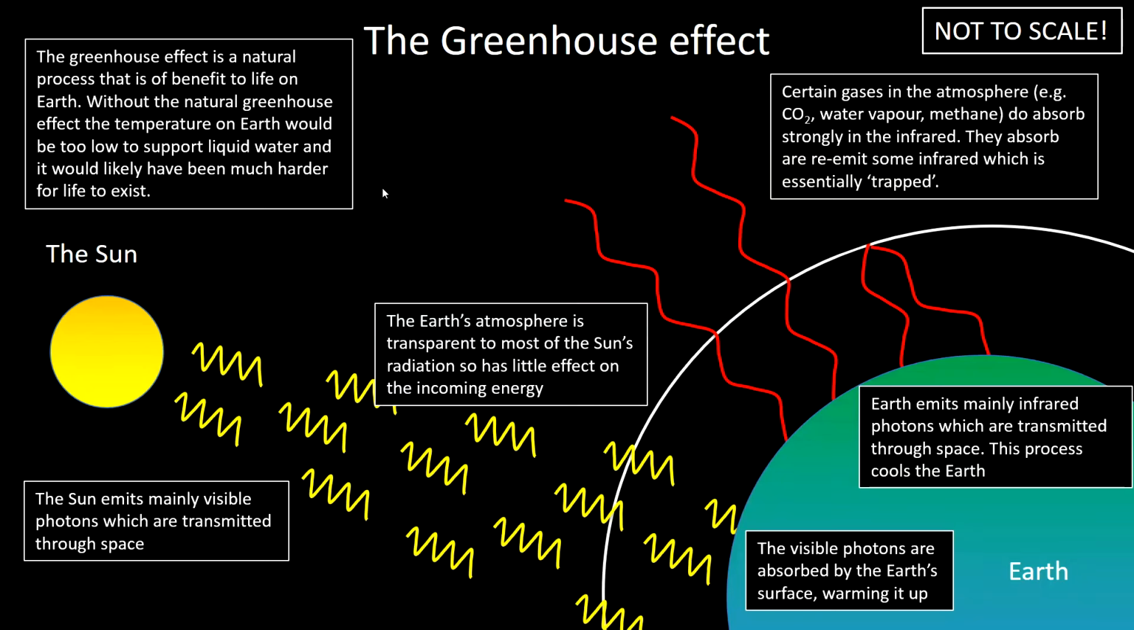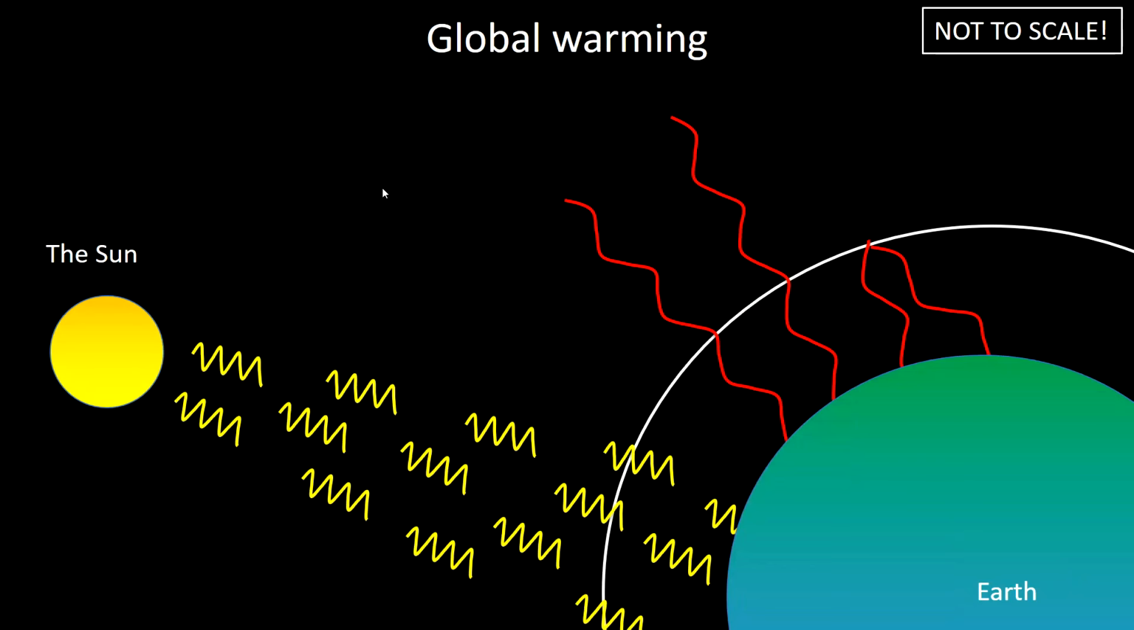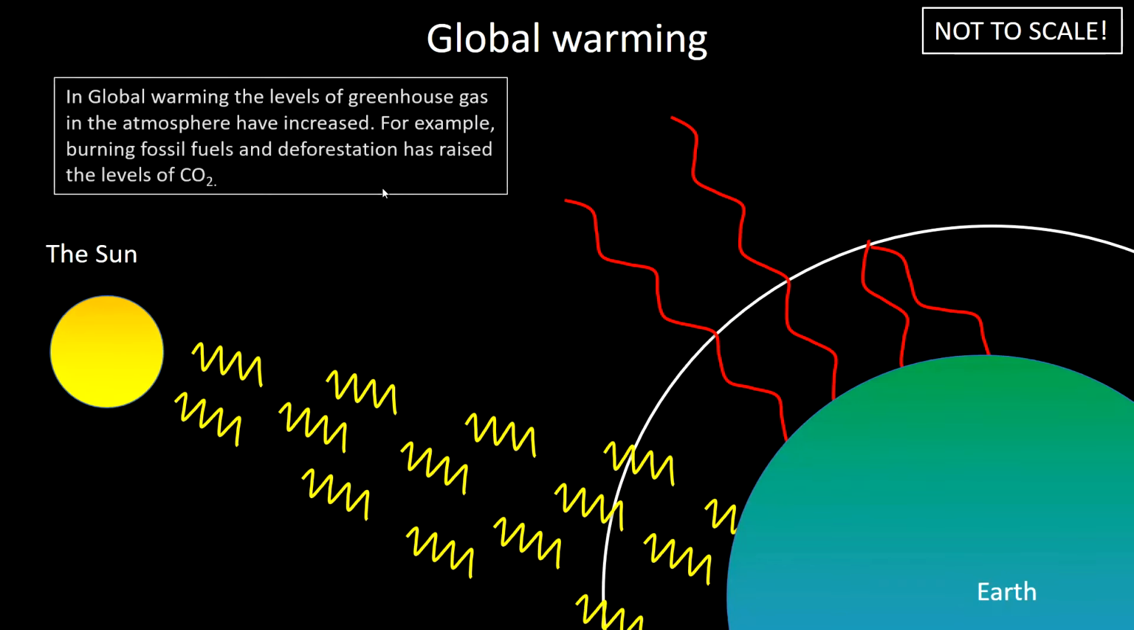So what's the difference then between the greenhouse effect and global warming? Well, essentially global warming is when we have too much of the greenhouse effect. So things that human beings have done, for example, have massively increased the levels of carbon dioxide in the atmosphere. Burning fossil fuels, deforestation, because there's no photosynthesis going on, or less photosynthesis going on, I should say, has raised the levels of CO2. So what effect does that have?